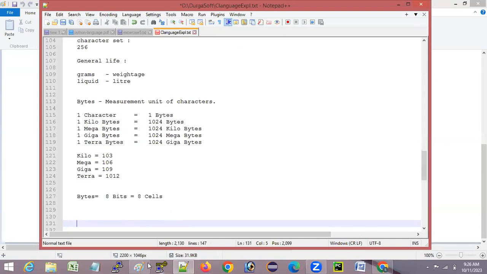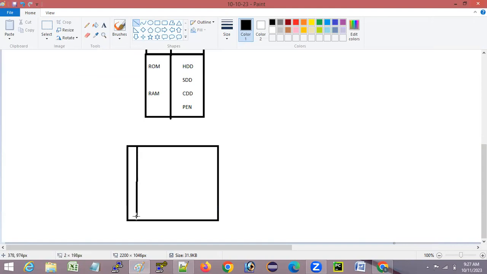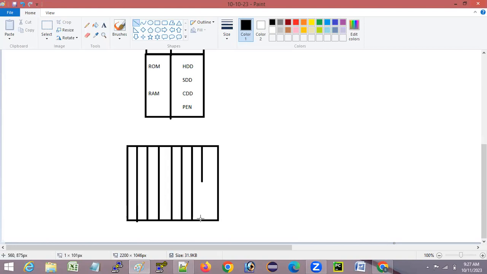I think you know, in whatever digital is there, see here, this is called a bitmap. See here, I will show you. This is called a bitmap. Each box is called one cell or bit. A bit is nothing but a binary digit.